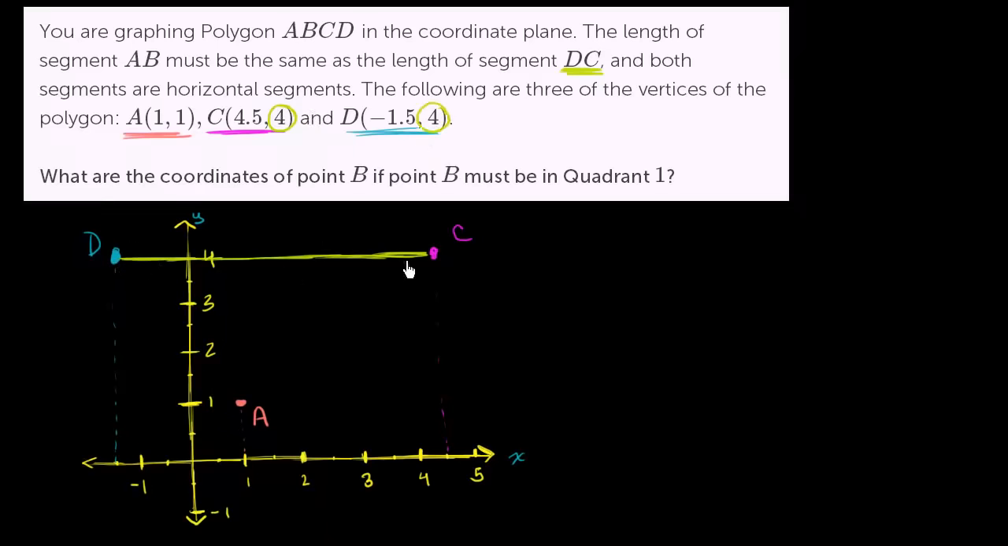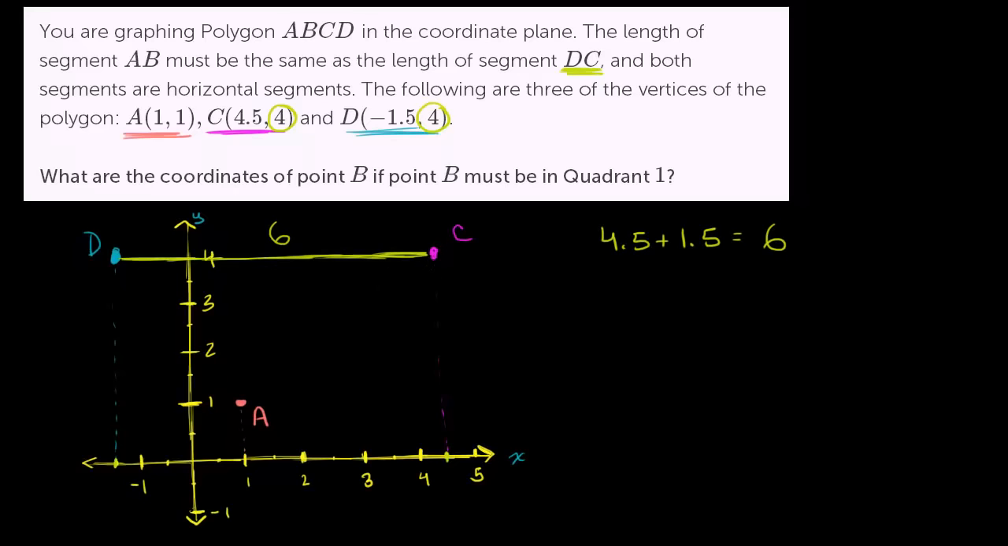Now what is the length of this? Because we're going to have to construct another segment that has the same length. Well, along the horizontal direction, we went from negative 1.5 to 4.5. So how far did we go? To go from negative 1.5 to 0, you go 1.5, and then you have to go another 4.5. So this is 4.5 plus 1.5, which is 4 plus 1 is 5, 0.5 plus 0.5 is 1, so 5 plus 1 is 6. So this distance right over here is 6 of our units.